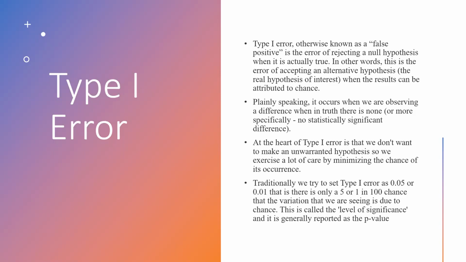So traditionally, we try to set our type 1 error to 0.05. This is what is generally called the level of significance. I'm just telling you where this comes from. I know it's possible you have done it before, but it's good to remind ourselves. So when we say our p-value is 0.05, for instance, we are saying there is only a 5 in 100 chance that the variation that we are seeing is due to chance. That is what we are trying to say.